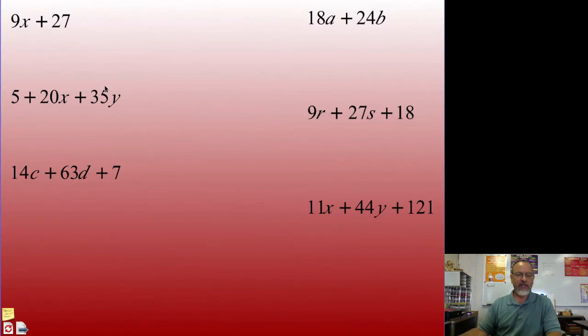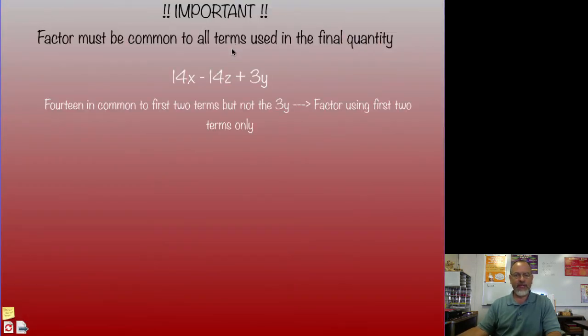In other words, if we take a look at this example that I have on this page here, there is not a number that divides evenly into all three of these numbers. There's not a number that divides into 14 and 3, other than the number 1, but that wouldn't change anything. However, we can factor just the ones that do have a common factor. In other words, if I look at the first two, I notice they both have a 14. Well, let's just factor those two and leave this other one alone. It doesn't have a common factor, but it doesn't mean we can't do that with these two.